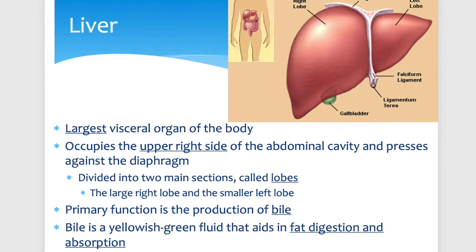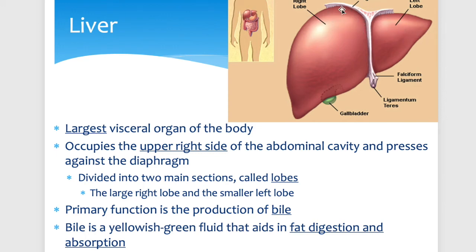Next, we have the liver. The liver is our largest visceral organ of the body, or the largest internal organ of our body. It's going to occupy the upper right side. So again, if you think of anatomical position, you're looking at someone else's right and left. So when you're looking at this picture, it looks like it's on the left, but it would be on the person's right. It's going to rest right below the diaphragm. The diaphragm, which we haven't talked about too much yet, is a muscle that helps with breathing. So right above here would be the diaphragm, and then the liver kind of presses up against that.